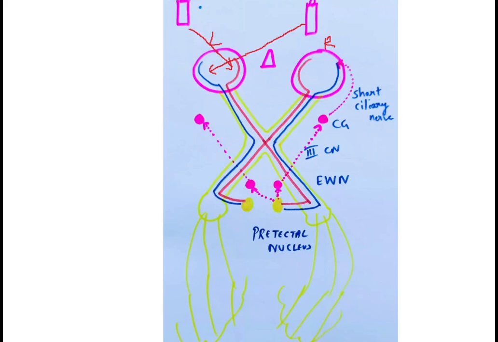It goes and supplies the sphincter pupillae. It's a muscle within the eye, an intraocular muscle, which causes constriction of the pupil. Now I'll tell you the pathway for a direct light reflex.